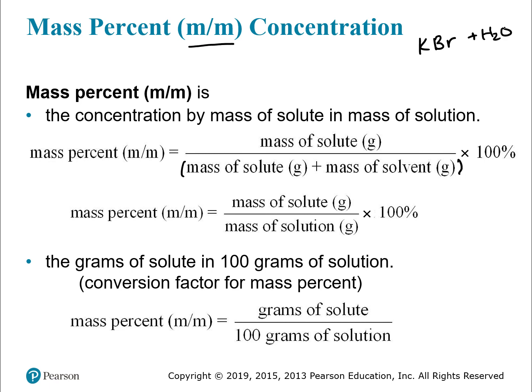where we had the potassium bromide in water, the mass of the solute, say it was 40 grams, plus the solvent, let's say 100 grams, would be what you put in the denominator. And then you multiply that ratio by 100%.